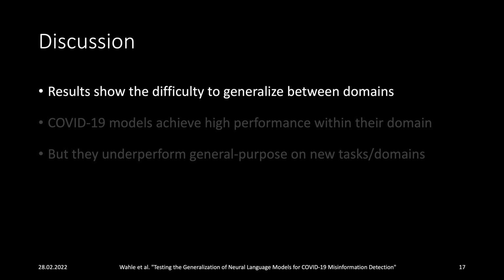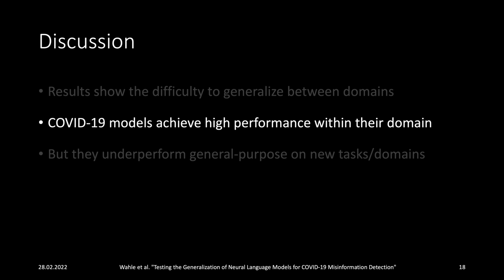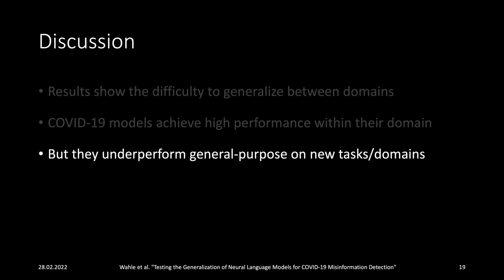Considering the 3 experiments, we find that models fail to generalize between domains and tasks. Within a domain such as Twitter, COVID-19 specific models can outperform baselines by a small margin. However, when transferring to new tasks and domains, models did not capture general features about misinformation to be more useful than general ones.